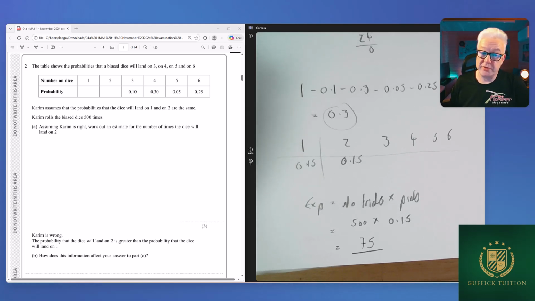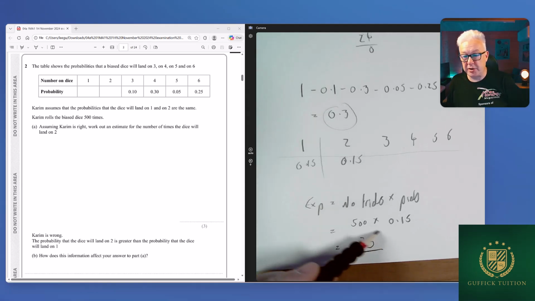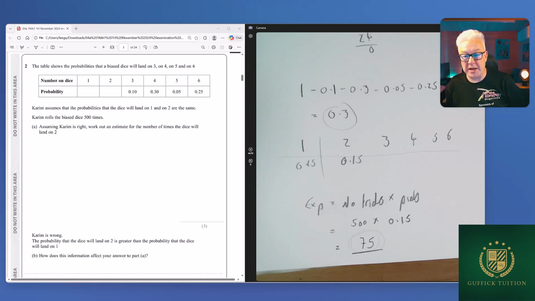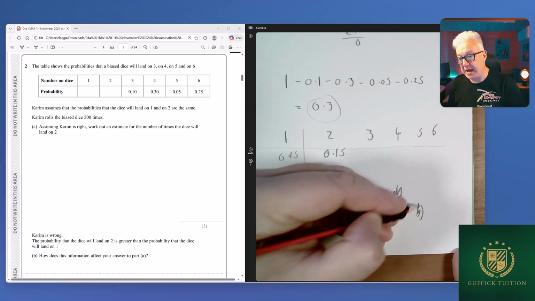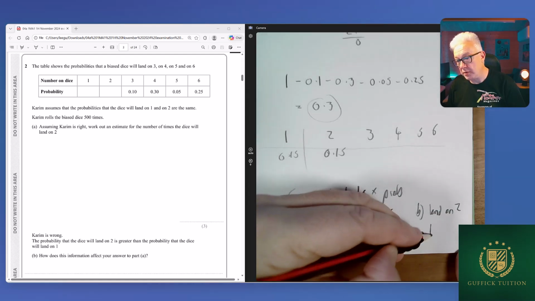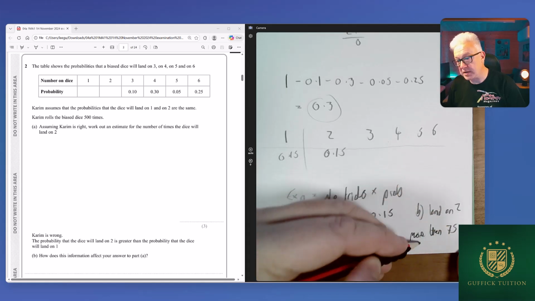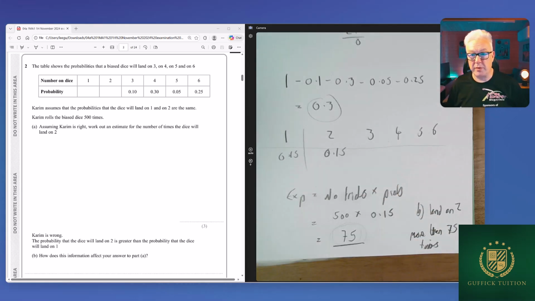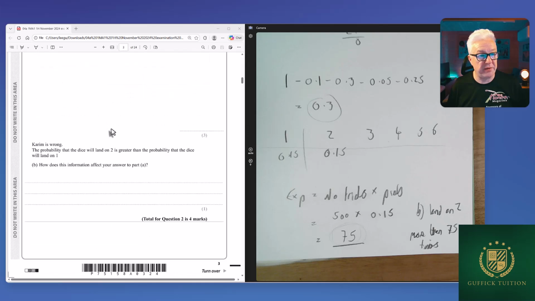Part B says Ivy is wrong. The probability that the dice will land on a 2 is greater than the probability that it will land on a 1. How does this affect your answer in part A? Well, if it's more likely to land on a 2, when you roll the dice 500 times, you'd expect it to land on a 2 more than 75 times. So the answer will be greater. For part B, we would say it will land on 2 more than 75 times.